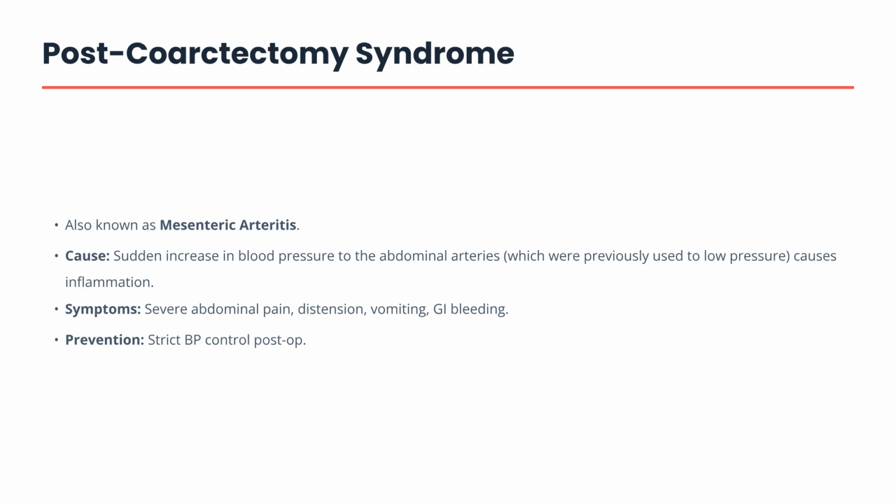Post-coarctectomy syndrome, or mesenteric arteritis, results from a sudden increase in blood pressure to the abdominal arteries, causing inflammation. Symptoms include severe abdominal pain and vomiting. Strict postoperative blood pressure control is the key to prevention.